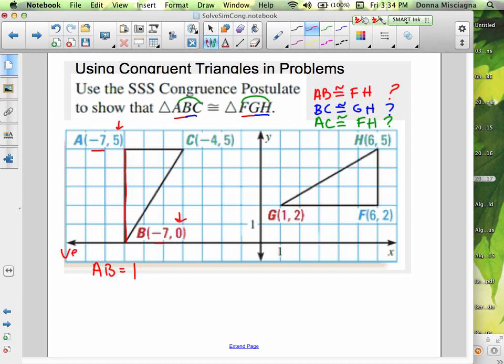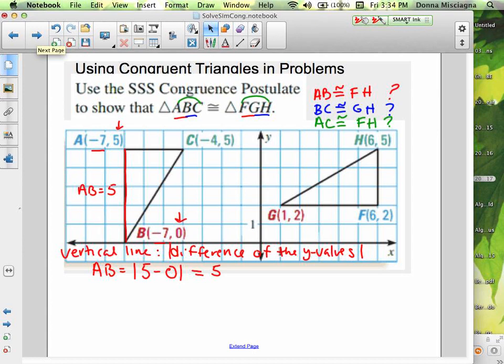So I'm just going to put vertical line. If it's a vertical line, the length is the difference of the y values. And its distance has got to be positive, so we'll take the absolute value, just in case I change the ordering and get a negative number. So AB is equal to the absolute value of 5 minus 0, and that's just going to be 5. Okay, so AB equals 5.